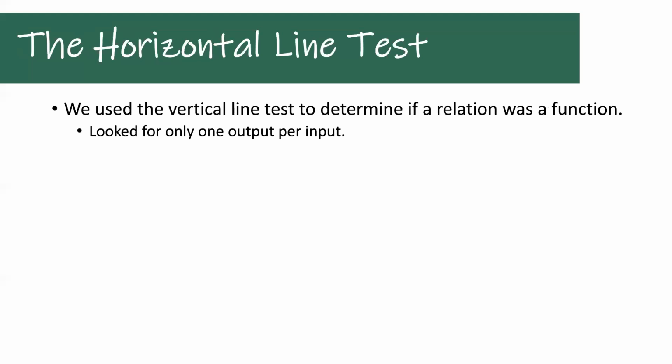There's a way to more easily do this, at least graphically, and we're going to use the horizontal line test. Remember that we used the vertical line test to determine if a relation was a function. If we put a vertical line anywhere on that graph, that vertical line should only touch the function once. That is going to look for only one output per value of x.